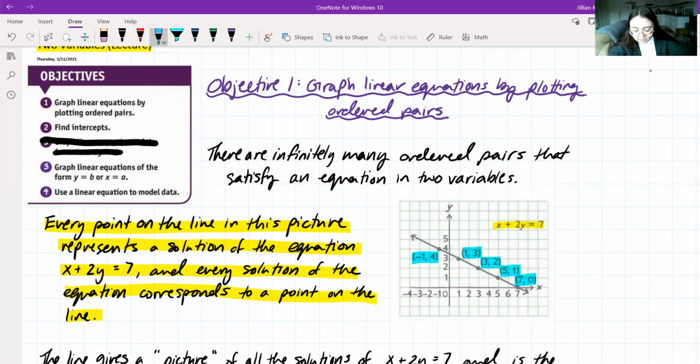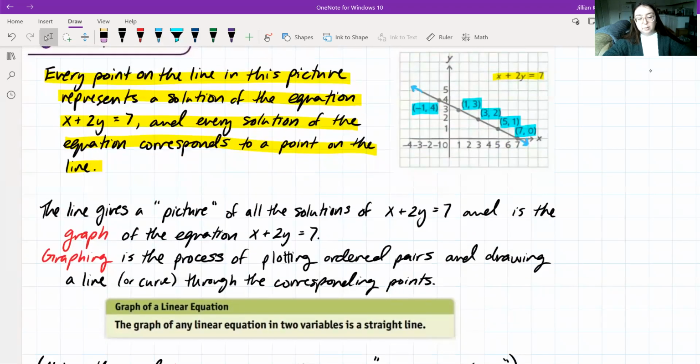And since we see that these lines have arrows, the arrows mean that they're going to go on infinitely. Since they're going on infinitely, this means that every point on the line in this picture represents a solution of the equation x plus 2y is equal to 7, and every solution of the equation corresponds to a point on the line. So this line is really representing every single possible solution of our equation x plus 2y is equal to 7.